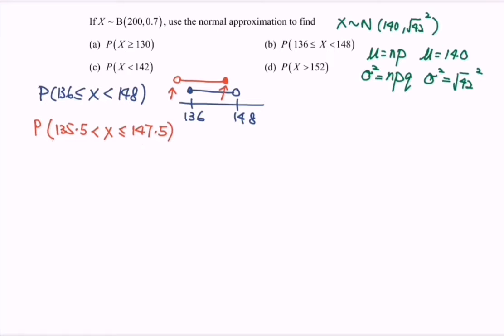Second step is to standardize the situation, where we have the probability of 135.5 minus 140 over the square root of 42. We have z.